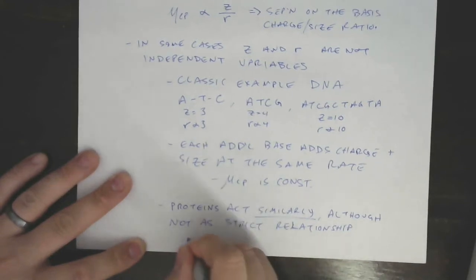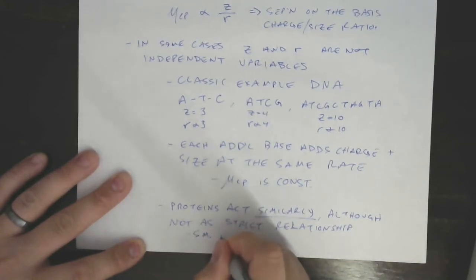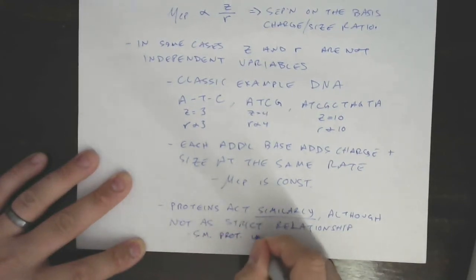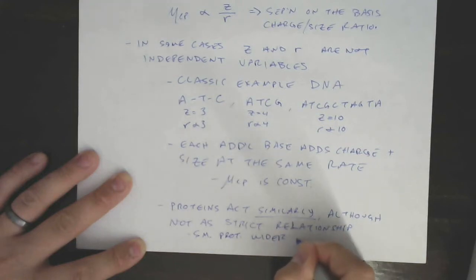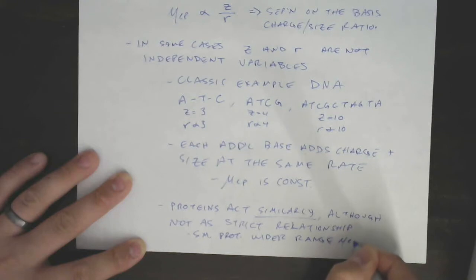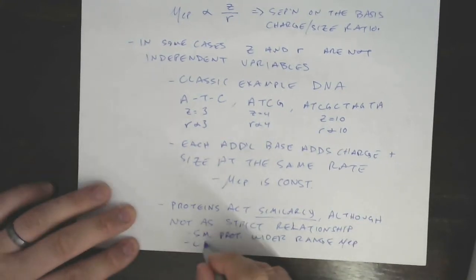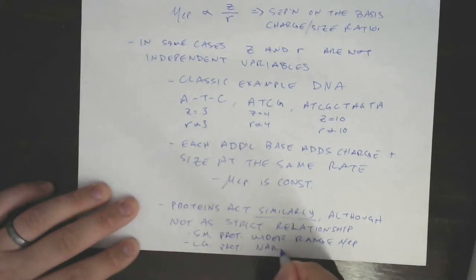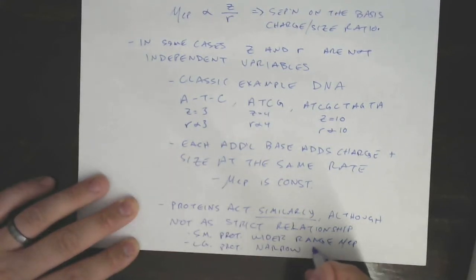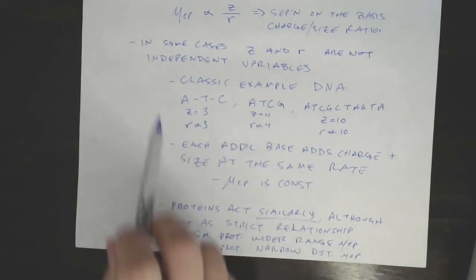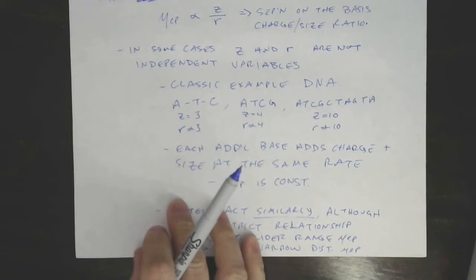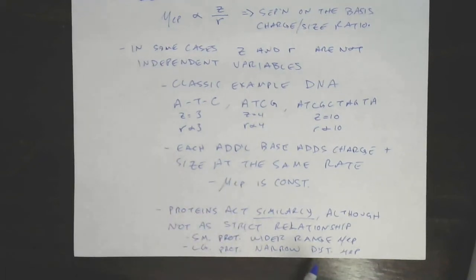So small proteins have a wider range of mu EP. Large proteins, let's just put the corollary here, have a very narrow distribution of mu EP. So you can separate them sometimes by zonal electrophoresis, but they become very challenging separations.